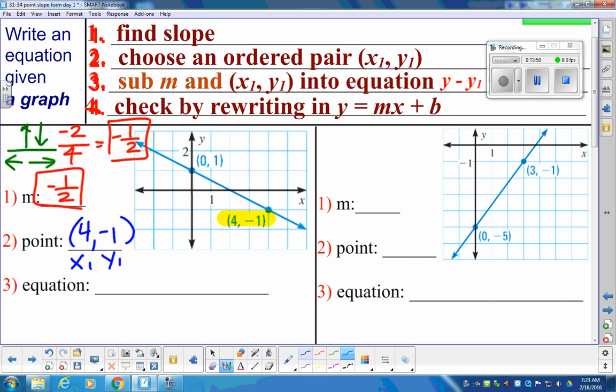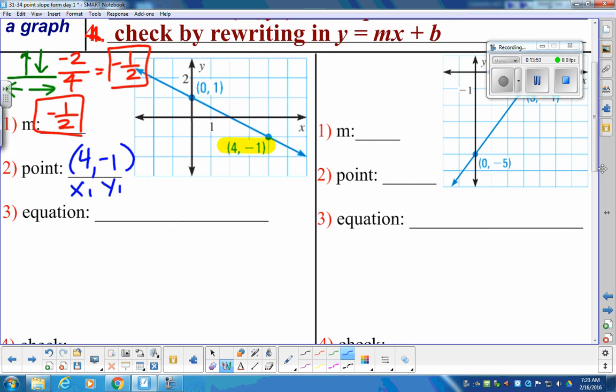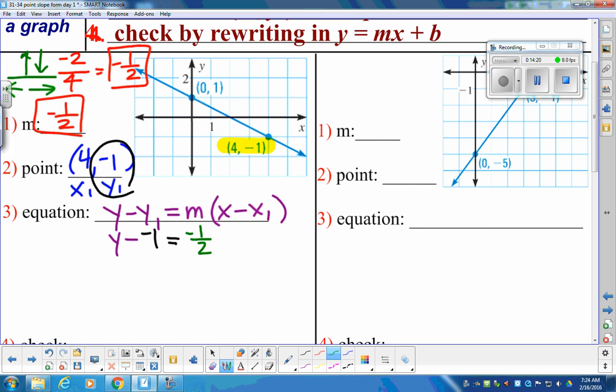There's my point slope. Writing my equation then. Our equation is as follows: y minus y1 equals the slope m, x minus x1. Okay, so let's substitute in. Y minus, the y1 value is negative 1. My slope is negative 1/2. X minus, my x1 value is 4. Substitution, we practiced that earlier in the lesson.